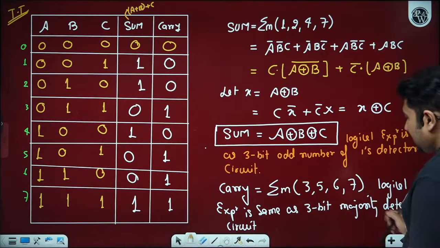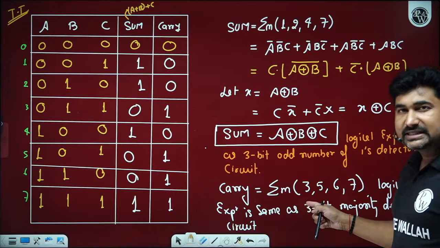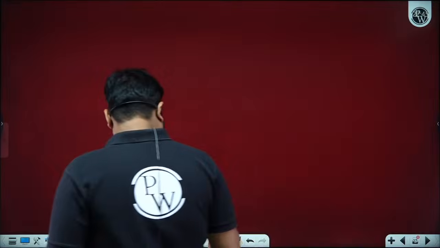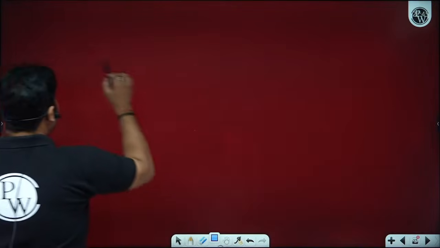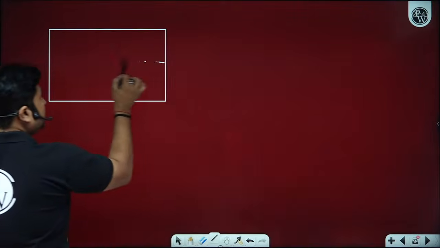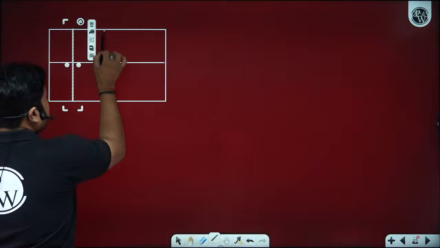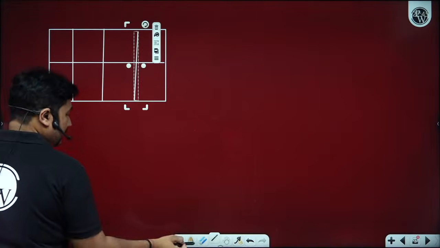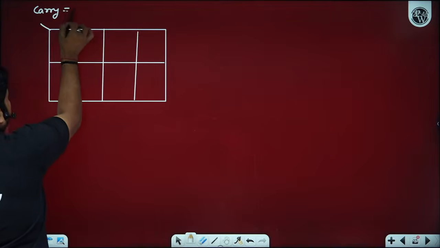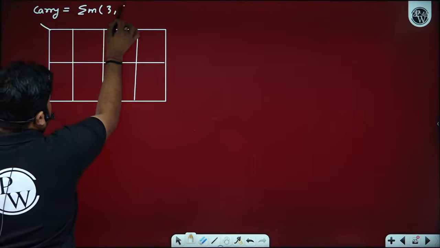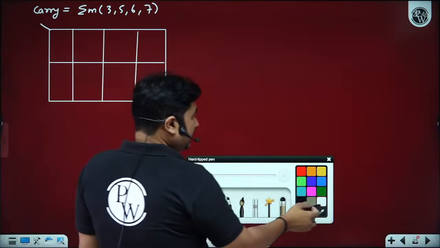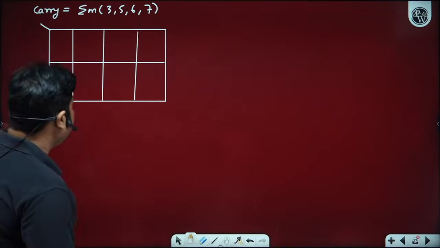Now please observe, this is not the minimized expression. We need a minimized expression before implementing the function. So let's have a minimized expression for the carry. For that we may go with the K-map. Is it okay? Yes, sir. Now please observe, for carry we have a function 3, 5, 6, 7 where the majority is high. Is it okay? Yes, sir.